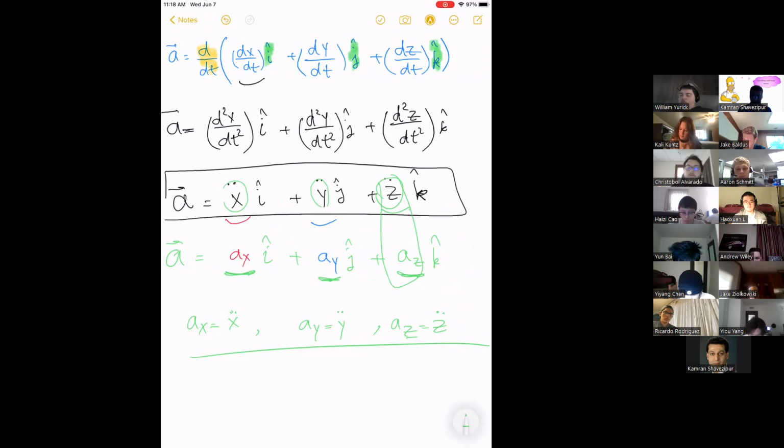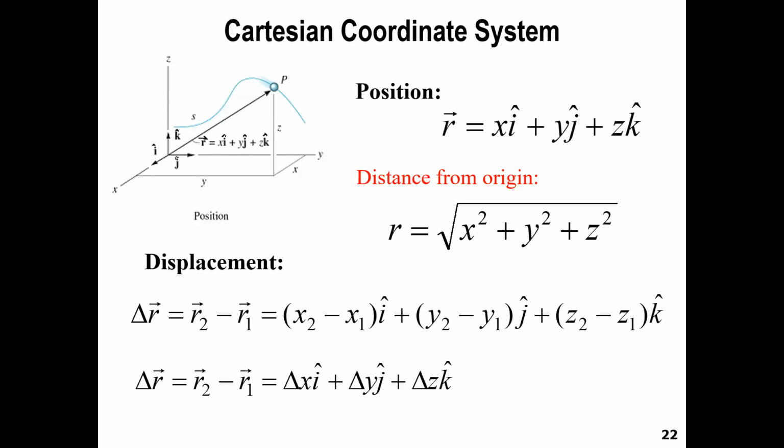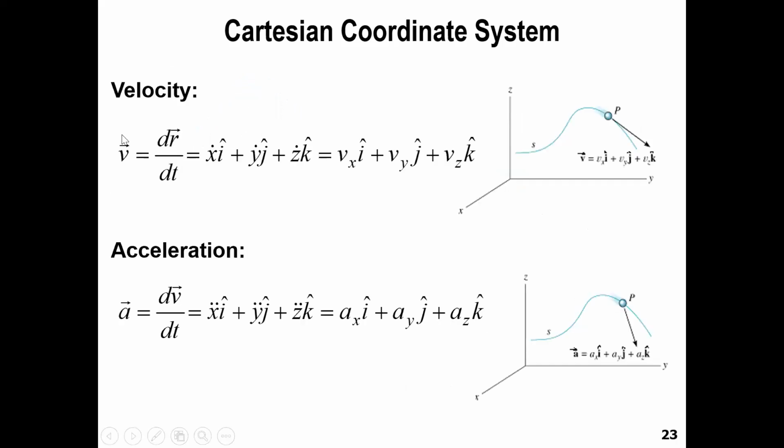And that's how we get to this thing. Now, if we go back to the slides, this is technically what I meant. dr/dt = x dot i, y dot j, z dot k, which are the vx, vy, and vz components respectively. And for acceleration, x double dot, y double dot, z double dot, which are the x, y, and z components of acceleration.